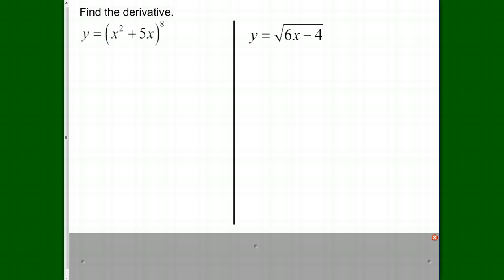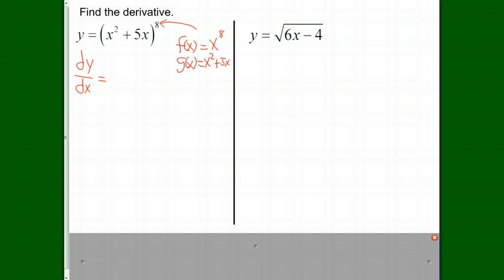All right, so find the derivative. We're looking at this first equation. The outside function is this x to the 8th, that parenthesis to the 8th power. So we're going to take the derivative of that function. dy over dx equals. I suppose what we could do is spell this out like we talked about with the composite functions. We have f of x, that is x to the 8th. And then we have the inside function, g of x, which is x squared plus 5x.